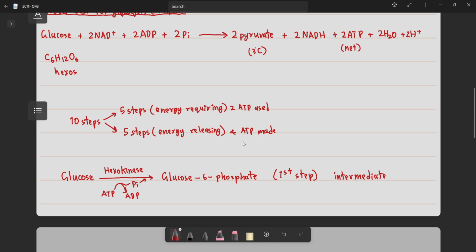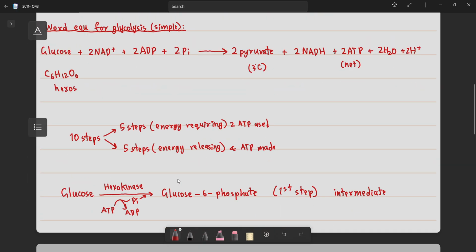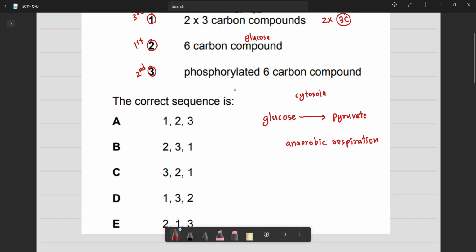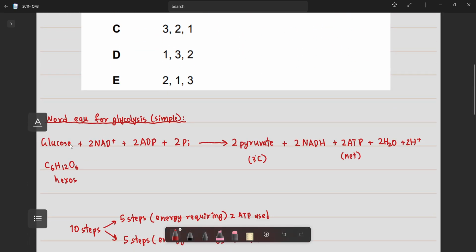Now, as I was saying, IMAT is very time critical. So how do you solve this question in a very simple way without recalling the entire steps of glycolysis? You must memorize this word equation for the IMAT exam: glycolysis is glucose, NAD plus, and this product combined giving two pyruvates, NADH, and two ATP. This is the simplest and most important word equation you must remember. If you remember this, you're good to go.